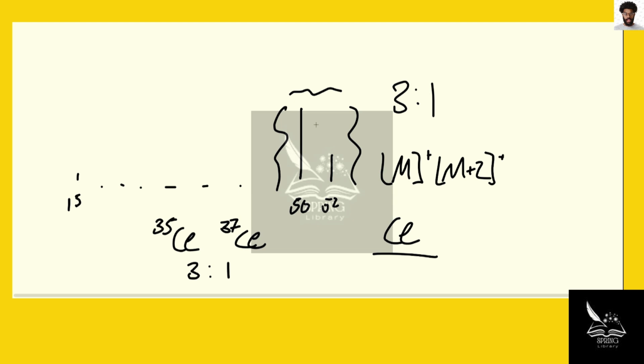That 3-to-1 ratio then matches the 3-to-1 ratio in intensity here, and the mass difference of 2 matches the mass difference between the two isotopes of chlorine. So we're looking at something with chlorine.